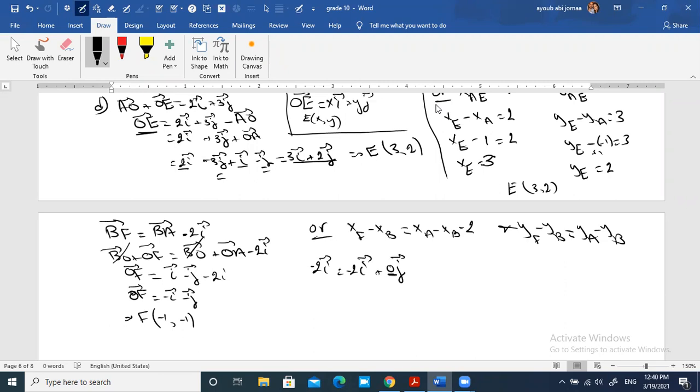So here you have to understand it. Nobody should make the mistake of writing minus 2 as I did here. Then vector negative 2I, which is negative 2I plus 0j. Negative 2I has the components negative 2, 0. X is negative 2, Y is 0. Okay, the y value is 0. That's why I put 0 here, and the x is negative 2.